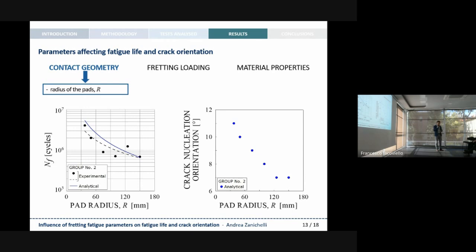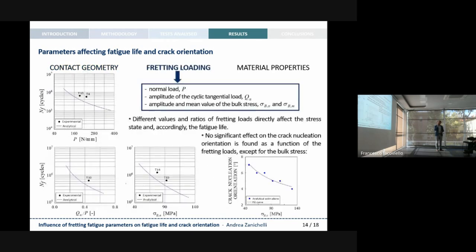And as you can see, also from an experimental point of view, of course, the fatigue life decreases by increasing the pad radius. So relatively to the fretting loading, the different values and ratios, of course, of fretting loadings directly affect the stress state and accordingly the fatigue life.